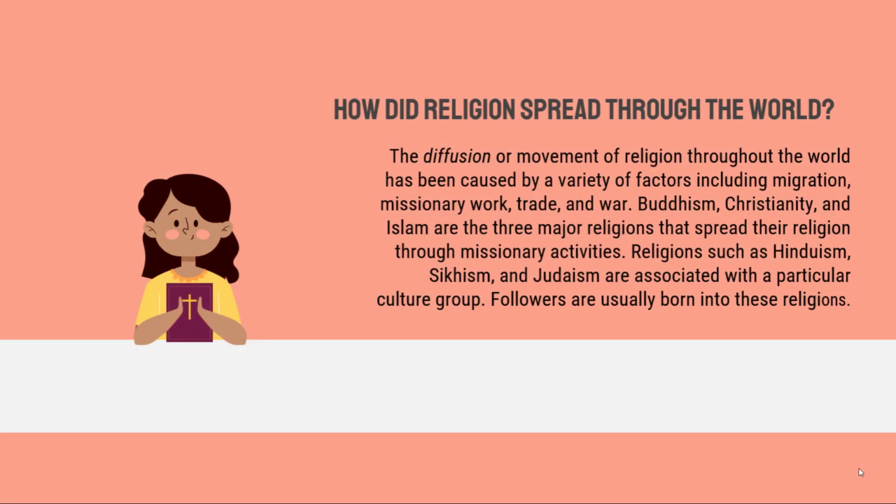Okay, so how was religion spread throughout the world? Well, diffusion of religion. Diffusion means a movement, right? Going back and forth throughout the world, caused by many factors such as migration, missionary work, trade, and war. Of course, in war, someone has to force their belief system or their religion on someone else, and that's how it spread, right? So some of the major world religions such as Buddhism, Christianity, and Islam were three major religions that spread through missionary activities and also war. Okay, not so much Buddhism, but definitely Christianity and Islam.